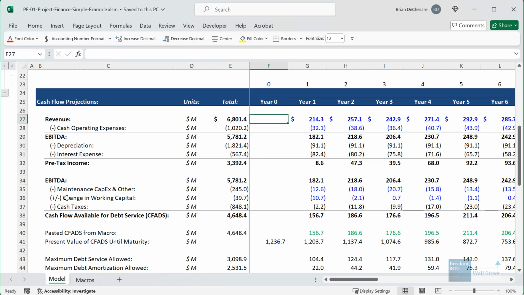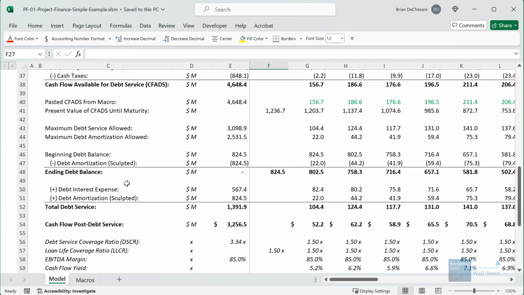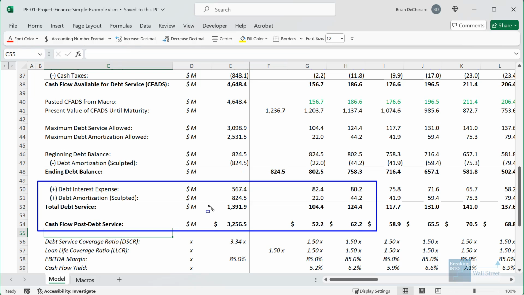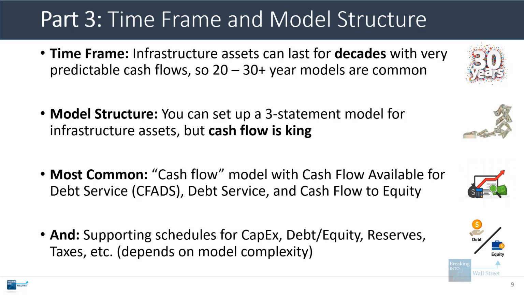Some of the key cash flow metrics are cash flow available for debt service, which is EBITDA minus maintenance capex, plus or minus the change in working capital, minus cash taxes. There will also be reserve items and maybe hedging-related items in here, depending on the type of asset. Once you go below that, then you have the debt service and the cash flow post-debt service, or cash flow to equity. So these are some of the key metrics that you like to focus on in these types of models. There may be supporting schedules for capital expenditures, for debt and equity draws, for reserves, for taxes. It depends on the model complexity, but the bottom line is you don't need the official 3 financial statements here.